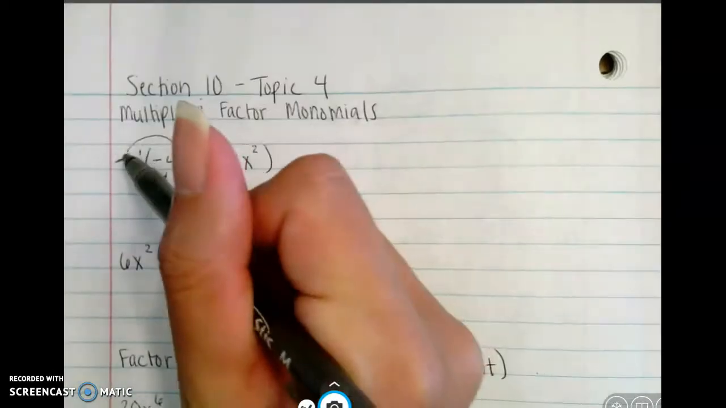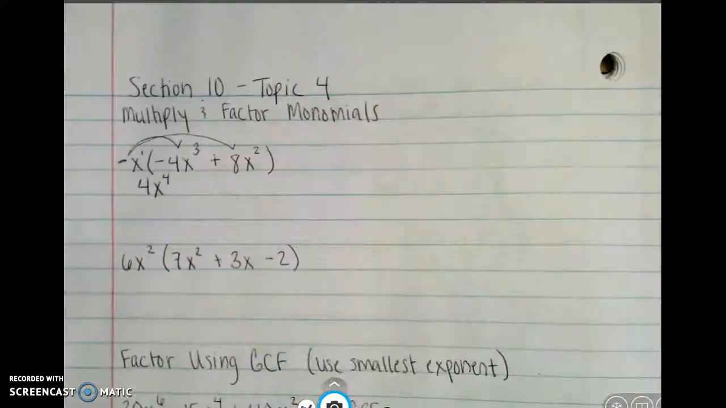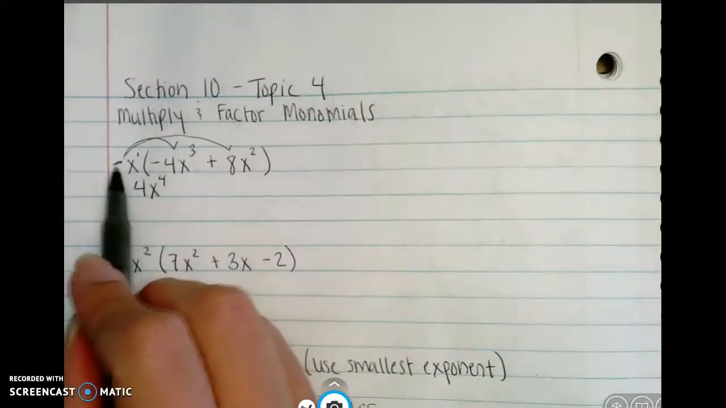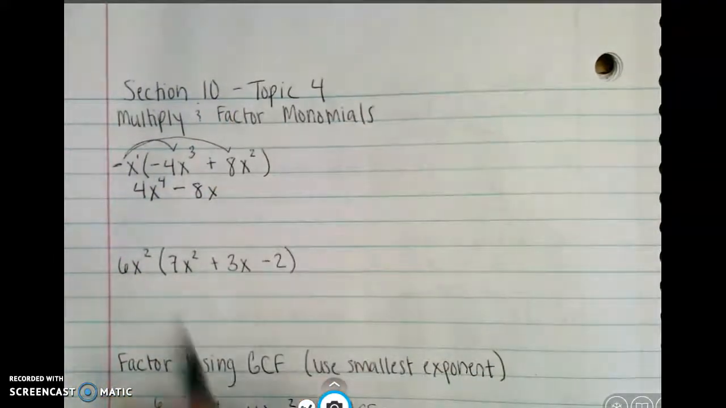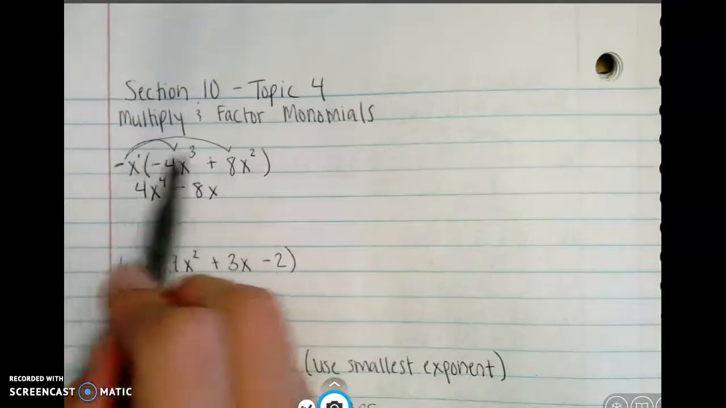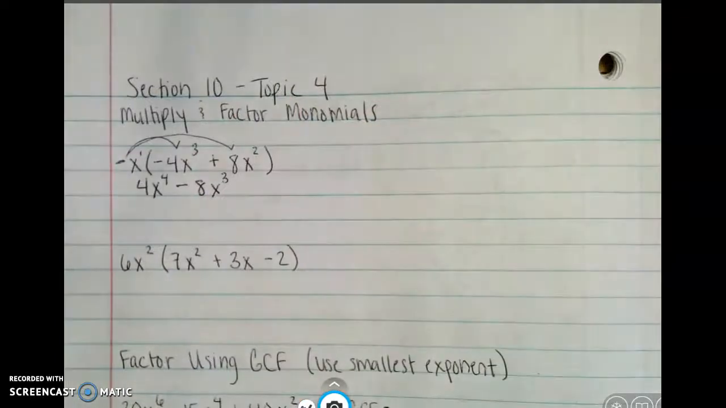Now we're distributing the negative x to the first power to 8x squared. So we're multiplying negative 1 times 8 is negative 8x, and we need to add the exponents. The first power plus the second power is the third power.